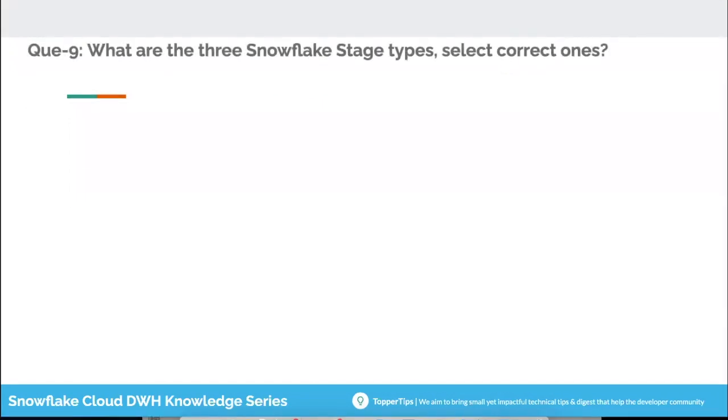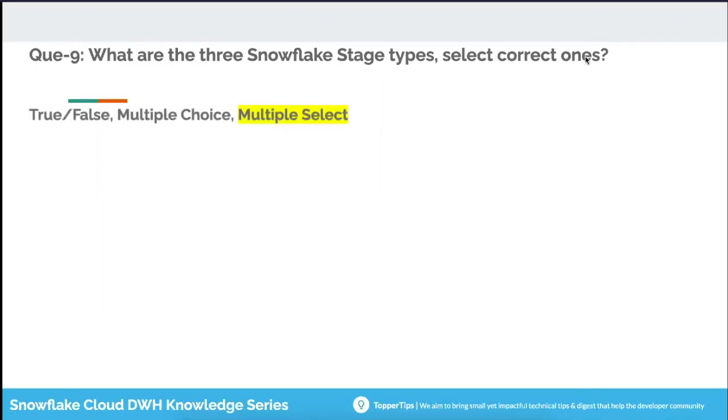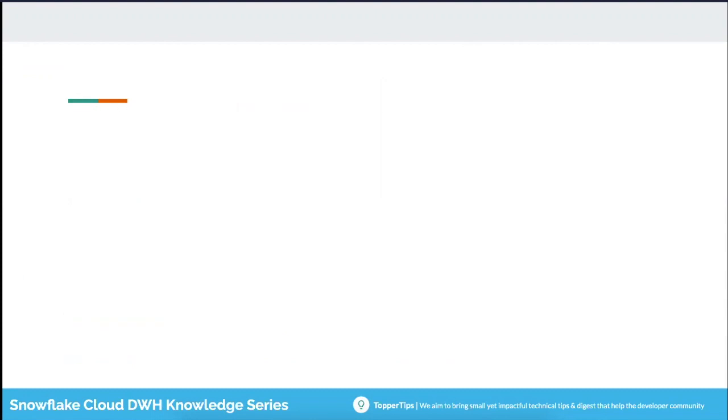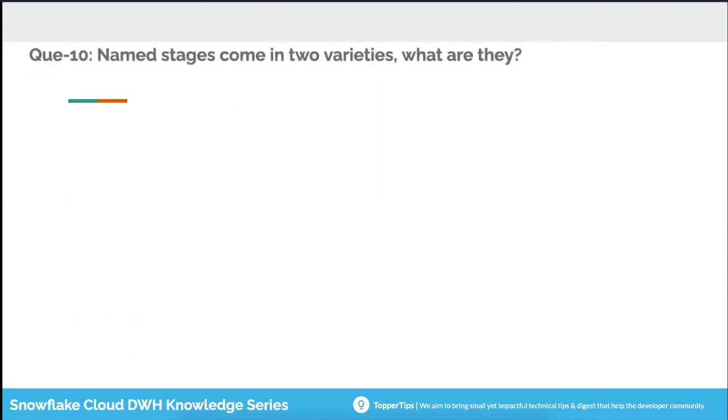Question number 9, what are the 3 Snowflake stage types? Select the correct ones. So make sure that Snowflake has different stage types, and here you just have to choose the correct ones, it's a multi-select question. Question number 10, named stages come in 2 varieties. What are they?